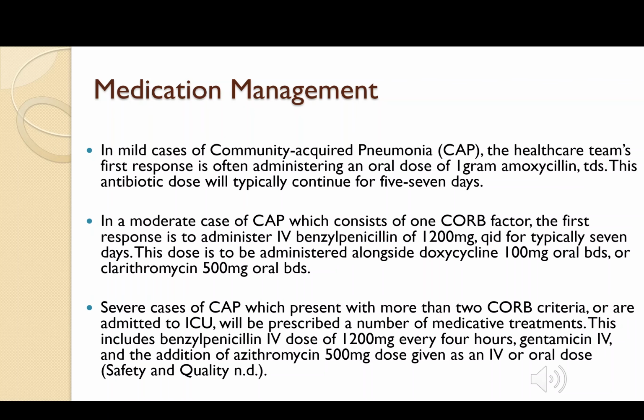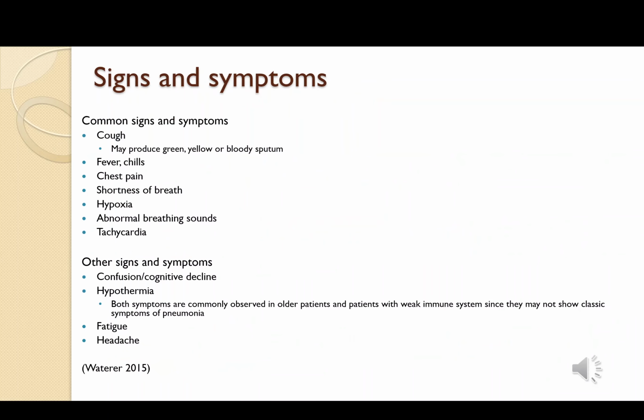Common signs and symptoms of pneumonia include cough, which may produce green, yellow, or rusty sputum. Rusty sputum is due to blood getting included in the sputum. Fevers and chills, chest pains, shortness of breath, hypoxia, abnormal breathing sounds, and tachycardia. People with weaker immune systems, such as infants or the elders, may show other symptoms such as confusion or cognitive decline, hypothermia, fatigue, and headaches.